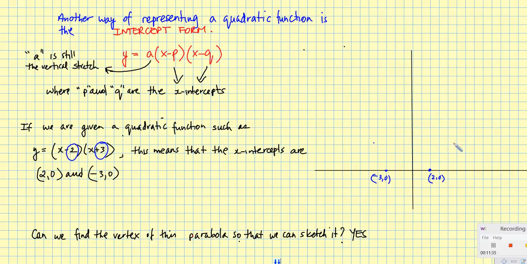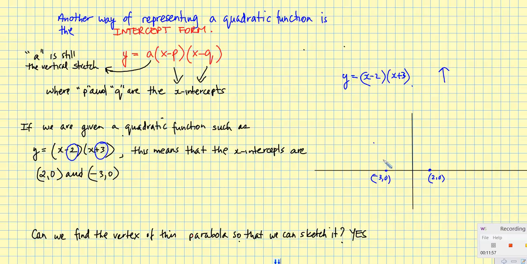Okay, so we have the x-intercepts, but if we look above at y equals (x minus 2) times (x plus 3), we know automatically here that the value of a is equal to 1, which means that our graph is going to be facing upward. It's not equal to negative. There's no negative in the front, so it's facing upward. So we're going to have a minimum point for our vertex.